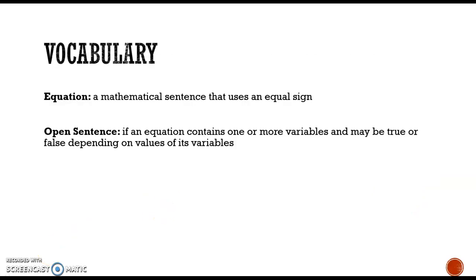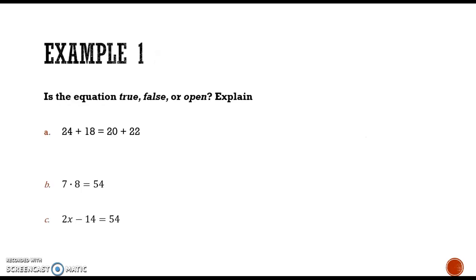Vocabulary: an equation is a mathematical sentence that uses an equal sign, and an open sentence is an equation that contains one or more variables and may be true or false depending on the value of its variables. So when we approach this one, we should be acting as if we don't know how to solve equations. All right, so example 1. Is the equation true, false, or open?